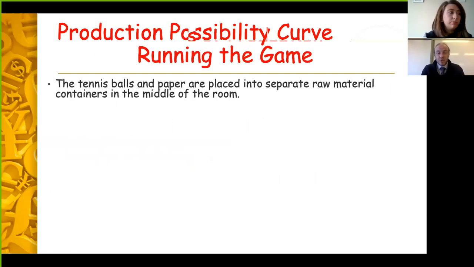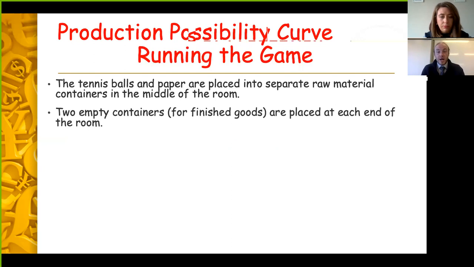So I'm going to explain one game, but you can have two groups playing this game at the same time, or three groups if you've got, say, 24 in your class and you want to have three goes of eight. The tennis balls and the paper are placed into separate raw material containers in the middle of the room. Containers is a generic word for your box, basket, bucket, whatever. So in the middle of the room, you've got your raw materials, i.e., your paper and your tennis balls.